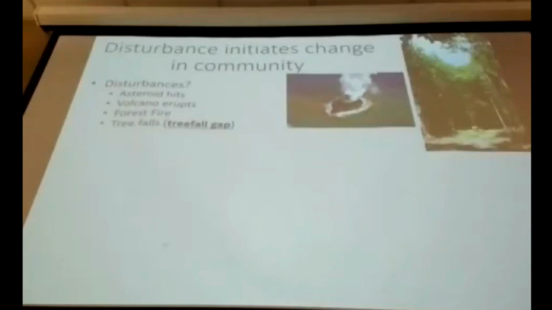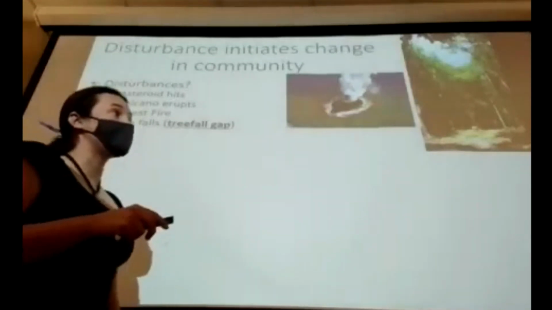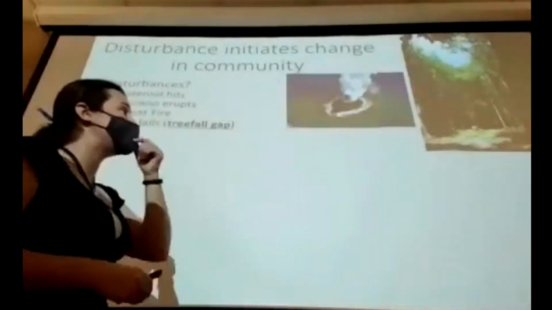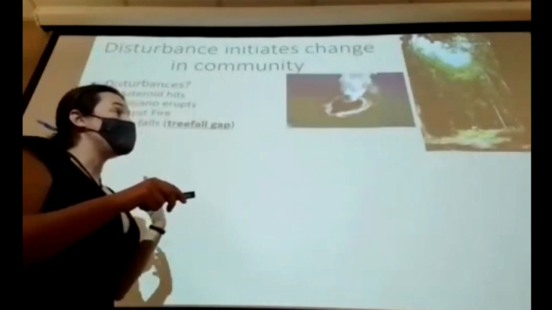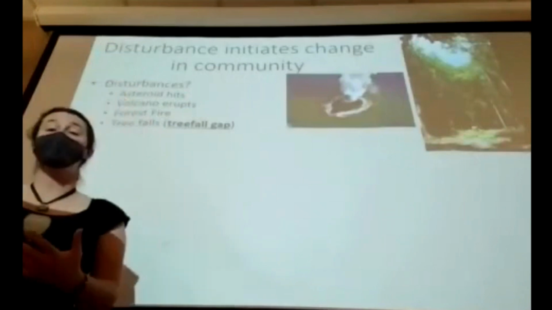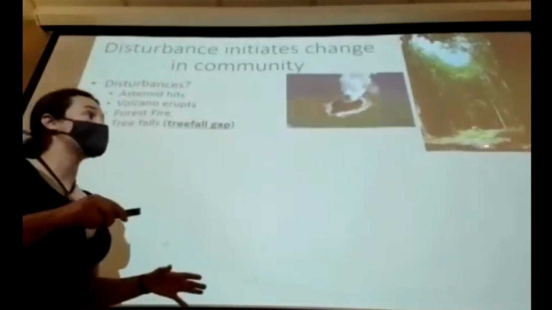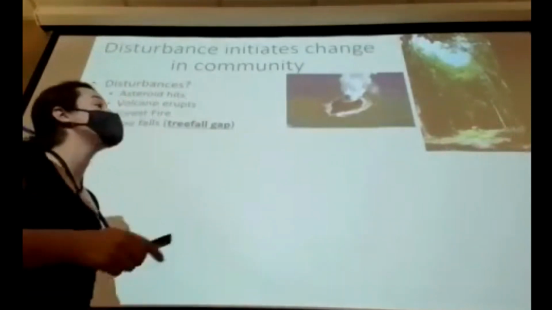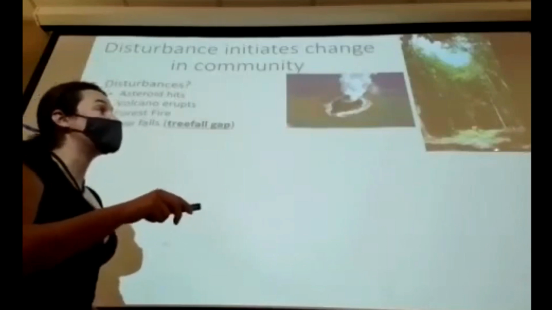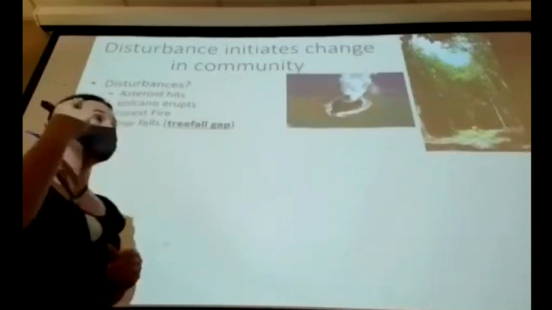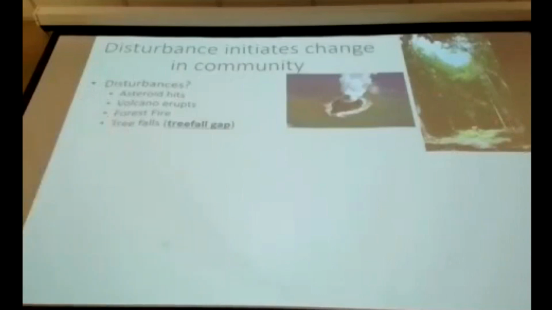Even something as small as a tree falling down. Here we can see that a tree has been cut down, but similarly, if a tree falls down naturally, the environmental conditions on the forest floor are now completely different in this essentially large sun fleck than they are surrounding it. Different amounts of light, different variation in temperature over the day. This gap in the canopy is called a tree fall gap, and it is a disturbance that is going to promote succession.